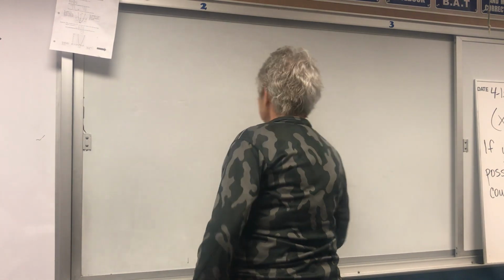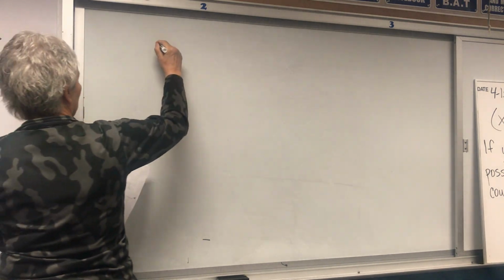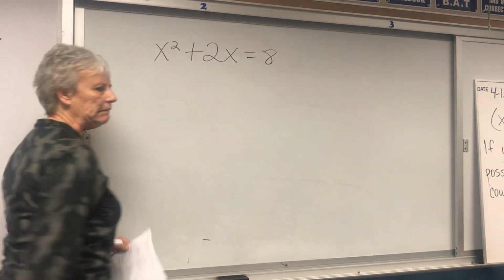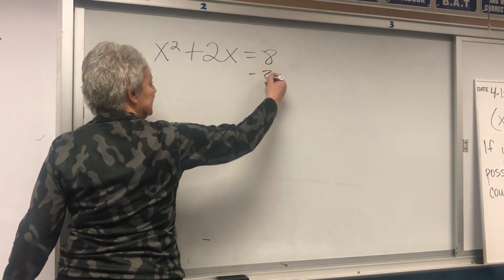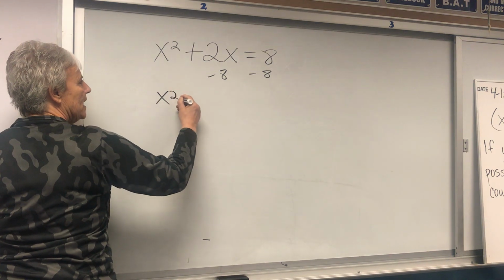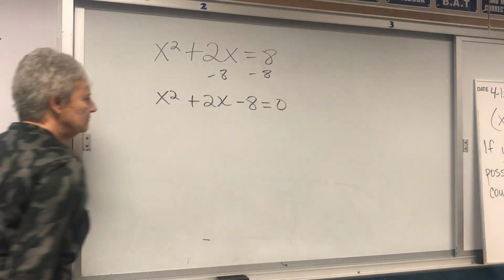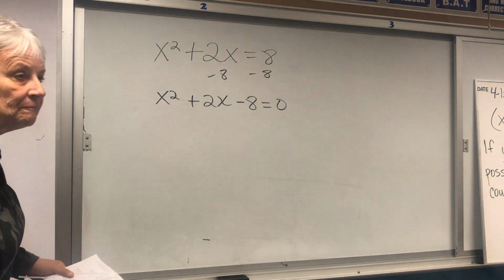I love quadratics. All right, let's find the solution for x squared plus 2x equals 8. What do I need to do first? Subtract 8. You don't factor until it's equal to 0. Subtract 8, x squared plus 2x minus 8 equals 0. Okay, somebody factor it for me. x plus 4, x minus 2.